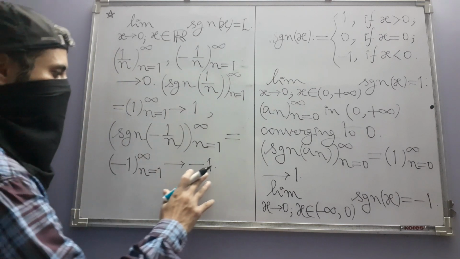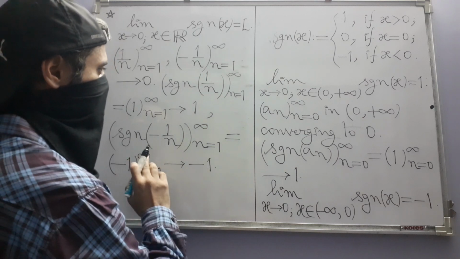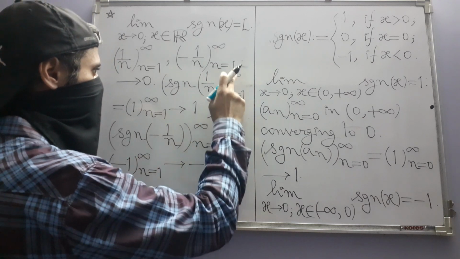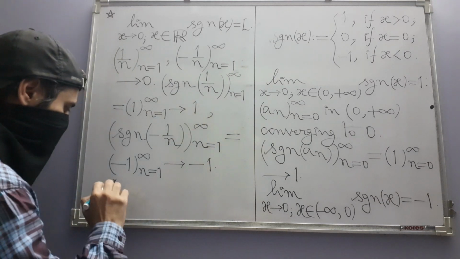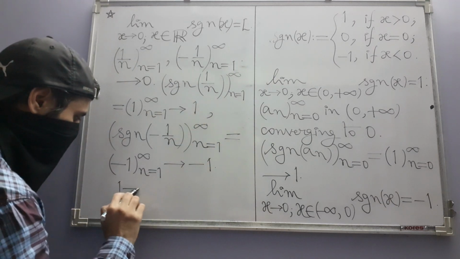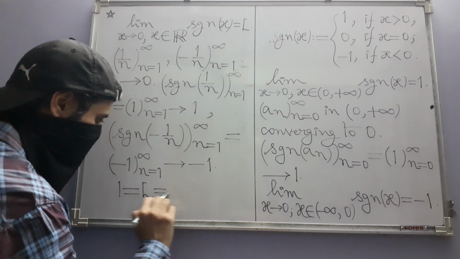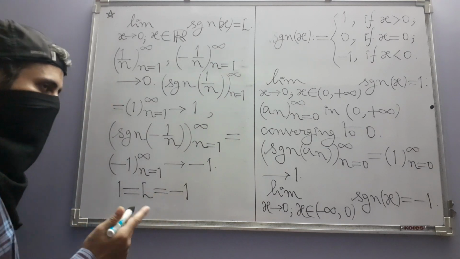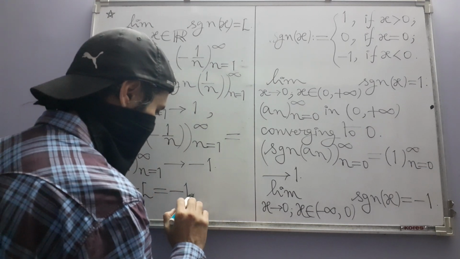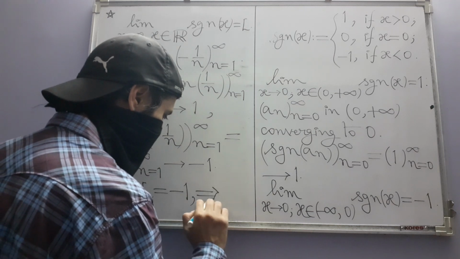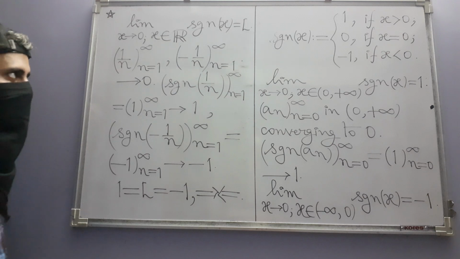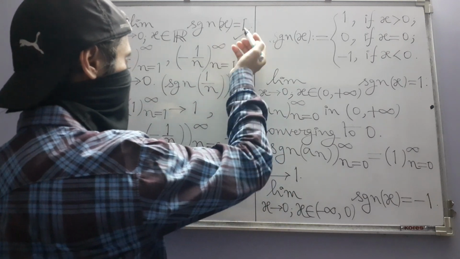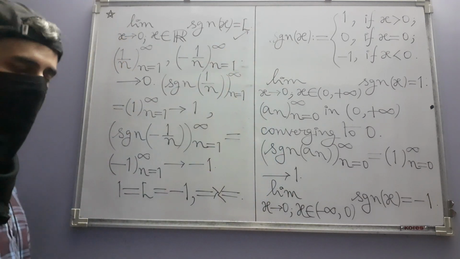But now proposition 939 forces us to conclude that L is simultaneously 1 as well as -1. That is, we must have this. And this is absurd. It's an absurdity, a contradiction. So that means our supposition is wrong. So this limit actually does not exist.